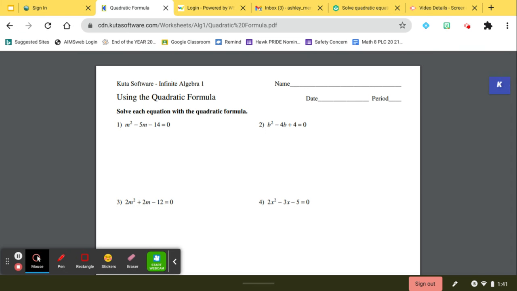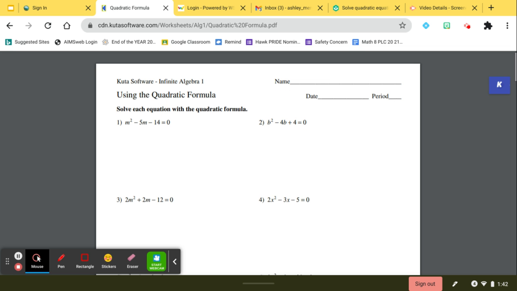All right, Caleb, here is how you are going to solve these quadratic equations with the quadratic formula. Just a reminder what the quadratic formula is. I'm going to write it over here. So let's ignore number 2. And this is a different worksheet than the one that's assigned to you.